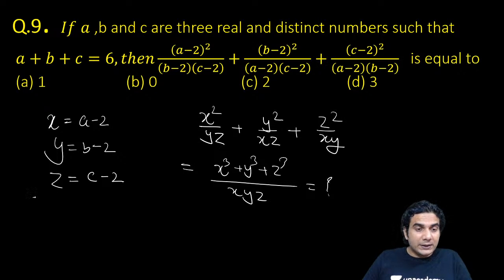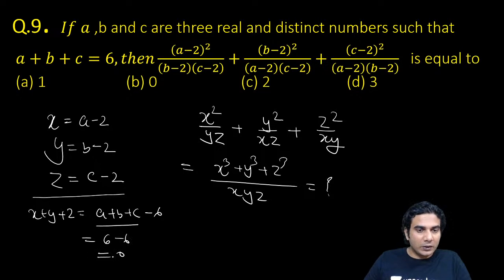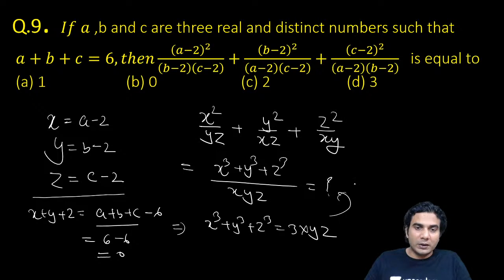And also you can see the result is also the same, because x plus y plus z is nothing but a plus b plus c minus 6, and a plus b plus c is given as 6, so it is 6 minus 6, which is 0. So because x plus y plus z is 0, you can write x cube plus y cube plus z cube is equal to 3xyz, and then finally you divide by xyz, so it will be 3. All right, so 3 is the answer again.